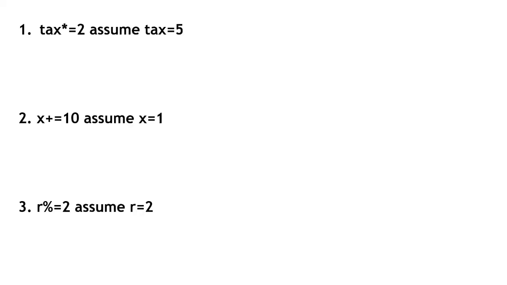So let's take an example para maintindihan natin. So number 1, tax times is equal to 2, assume tax is equal to 5. So kailangan muna natin i-long cut para makompute natin yung value ng tax. So tax is equal to tax times 2. Yun po ang ibig niyang sabihin. So meaning, na doble yung paggamit natin ng tax. So ito po yung shortcut niya.